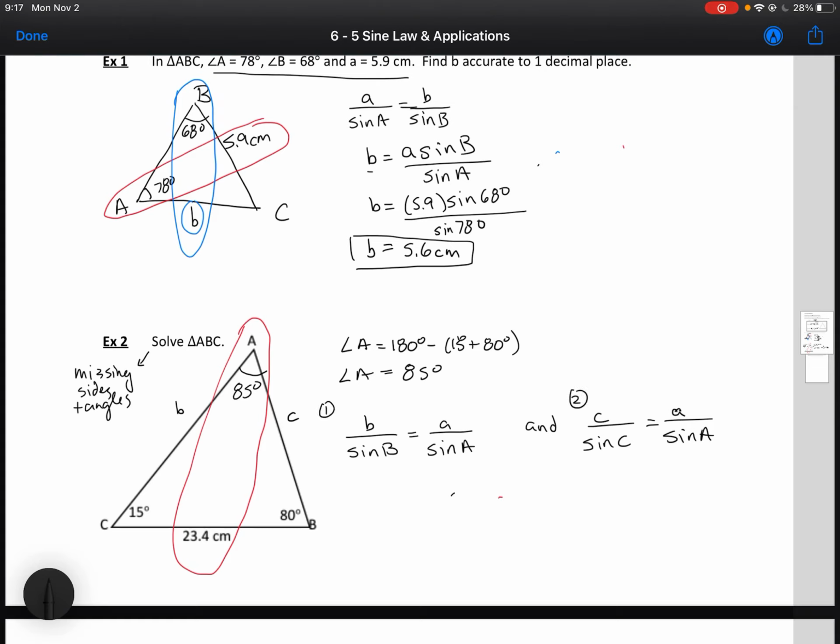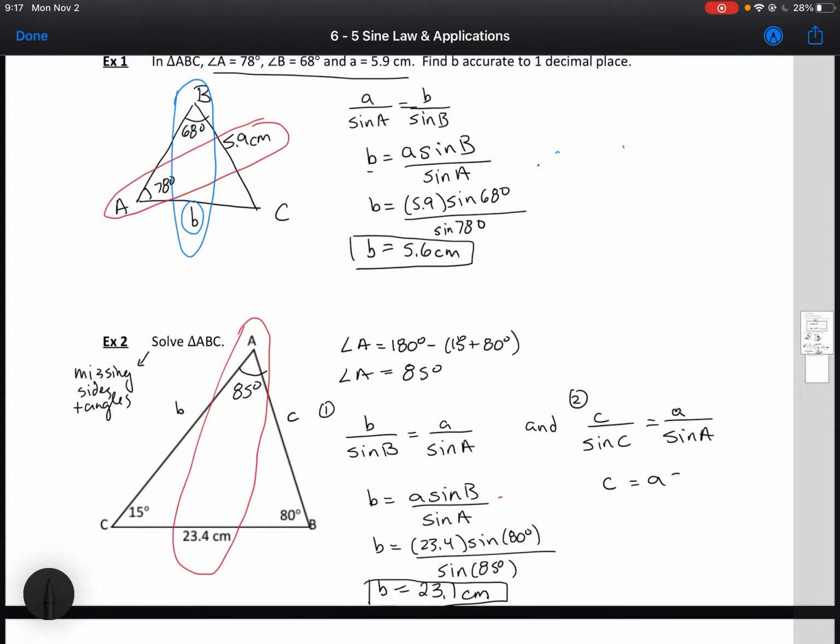So on the left here, in my first one, I am solving for b. So I'm going to do the same thing I did and rearrange before I sub in. So now I've got b is going to be a sine B, which is 80 degrees, and then I'm going to divide by sine 85. When I evaluate that on my calculator, I'm going to get that b is about 23.1 centimeters, which seems like a reasonable value, and then I'm going to do the same thing for c.